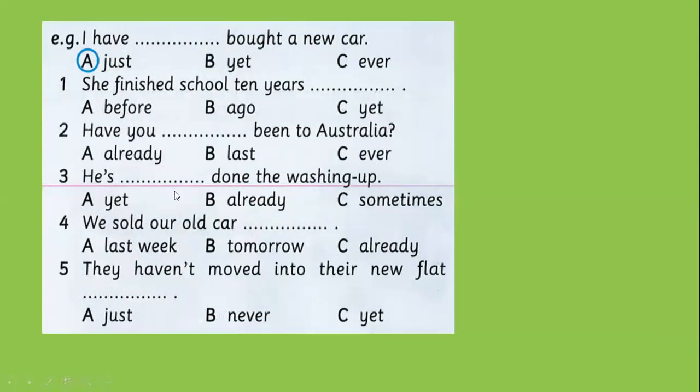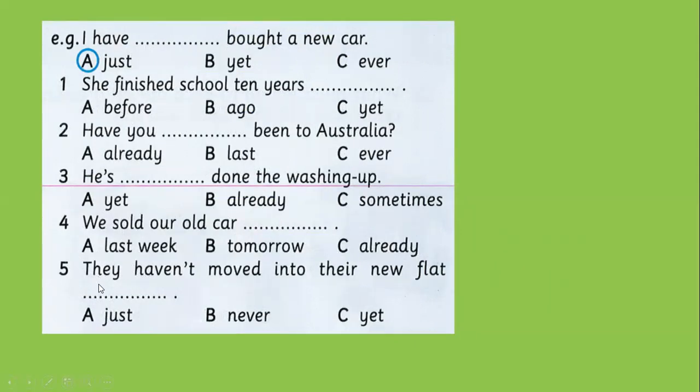Number 3, he has what done the washing up. He has yet, he has already, he has sometimes, he has already. Already comes between have or has and the past participle of the verb. And this is the present perfect. But yet comes in the negative or the question. So we can't use it here because this is not a negative or a question. Number 4, we sold our old car last week, because here we have sold in the past. So we use a keyword of the past, which is last week.